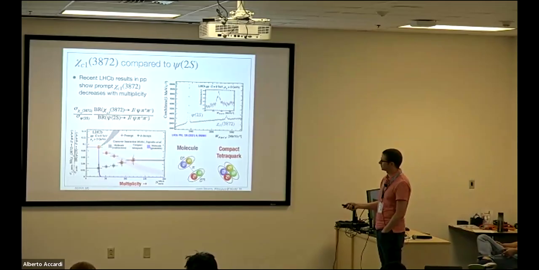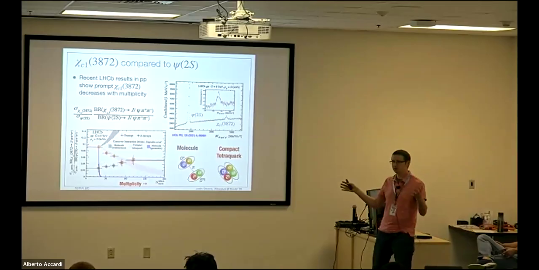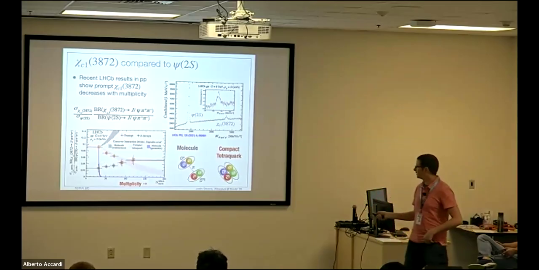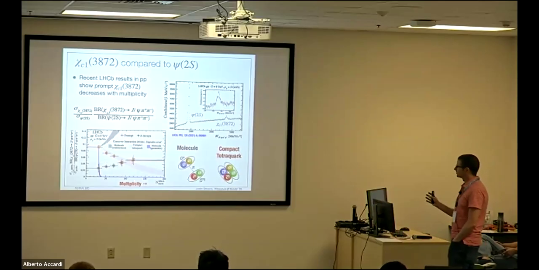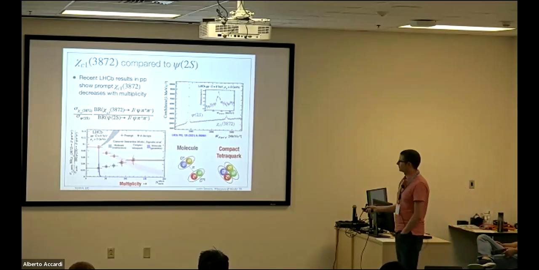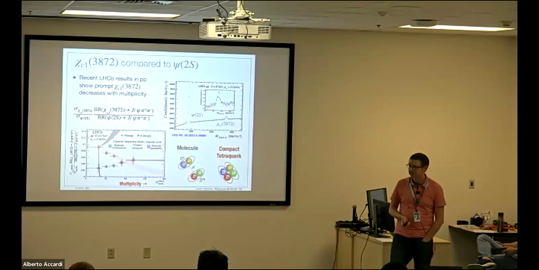So these are model curves here. Whereas at the higher multiplicity, when you produce a lot more other stuff in the reaction, then you get a different model expectation for what the variation of this ratio should look like. And so the verdict is really still out here. We think it's probably some compact tetraquark and maybe even a mixture of this molecular kind of object.